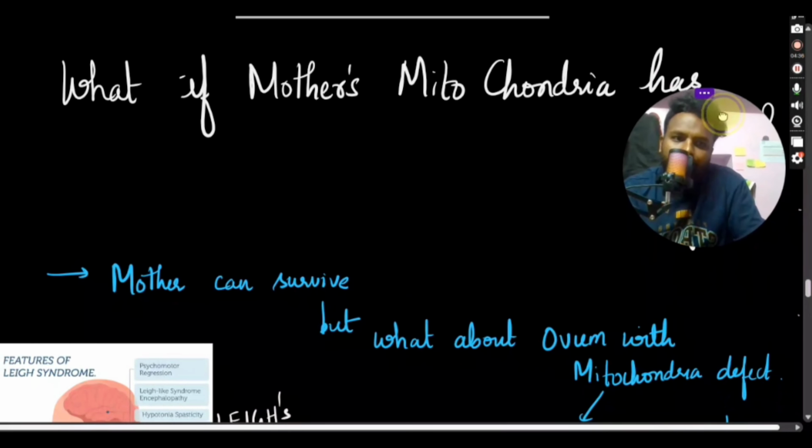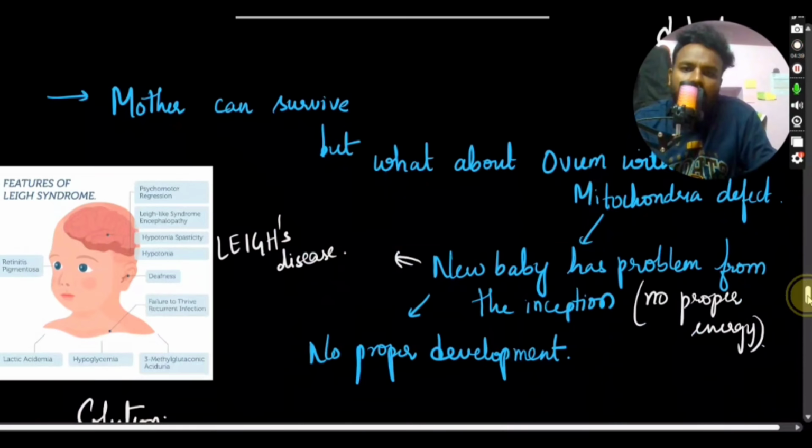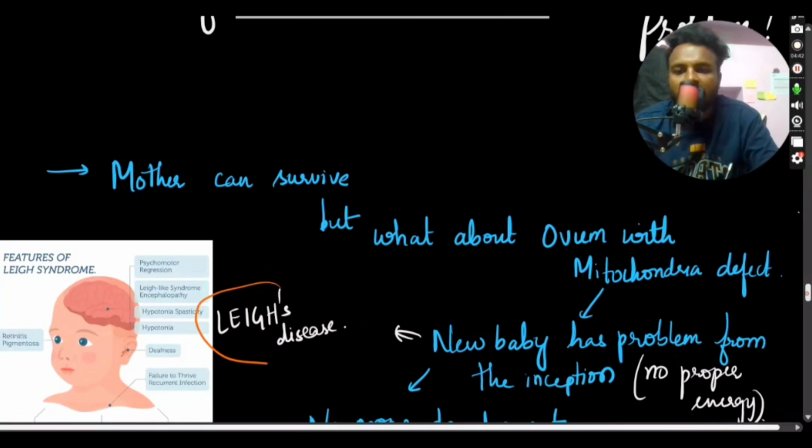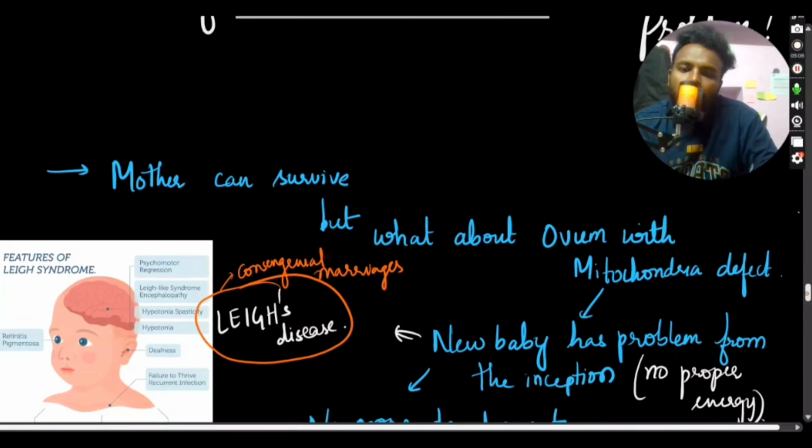The thing is, the baby will be getting a disease called Leigh disease, and this type of disease is more common due to mutation, or the mother's mitochondria having a problem, right? This is mostly due to consanguineous marriages, nothing but cousin marriages, which are more prevalent in South India. For example, a girl marrying her mother's brother, right? There should be variation of DNA. If there is no variation in DNA, then this type of problem might occur.